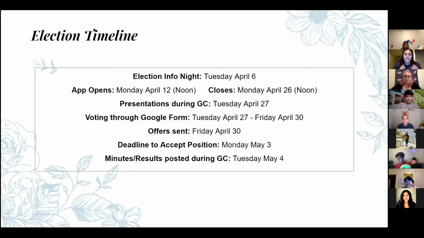And we will ask that you accept your position by Monday, May 3rd. All that information will be in your offer letter, so don't worry. And then minutes and results will be posted during our general council meeting on Tuesday, May 4th. So that's when everyone's going to find out who was selected to serve for next year.